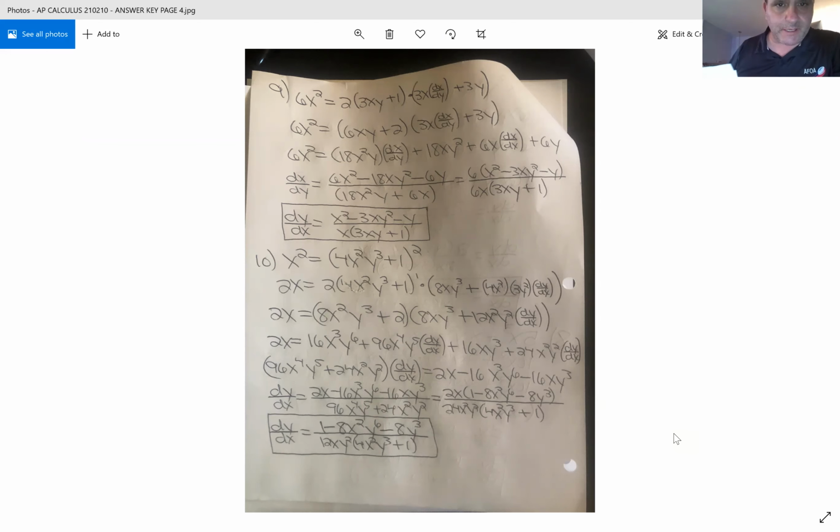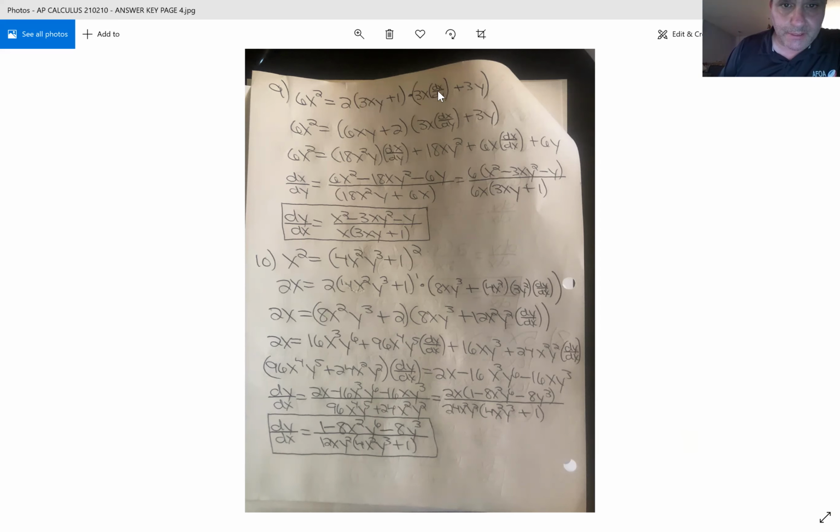Yeah, 6x squared comes from the derivative of 2x cubed, which is 6x squared. And then with the 3xy plus 1, you're going to do the chain rule. So it's 2 times 3xy plus 1. And then over here is just the derivative of what's in here, which is 3x dy/dx plus 3y.